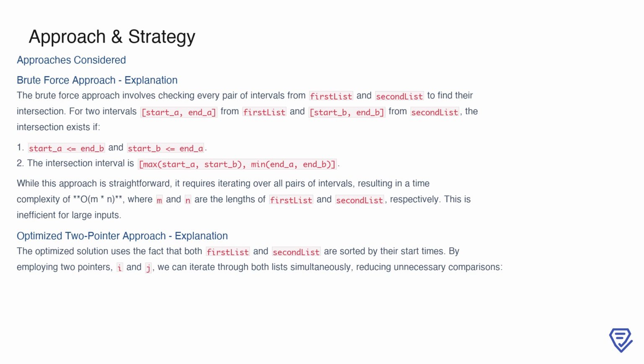While this approach is conceptually simple, it requires comparing every interval in one list with every interval in the other, resulting in a time complexity of m*n, where m and n are the lengths of the two lists. This makes the brute force method inefficient, especially for large inputs. To improve on this, we can use an optimized approach that leverages the fact that both lists are already sorted by their start times. This is where the two-pointer technique comes into play.